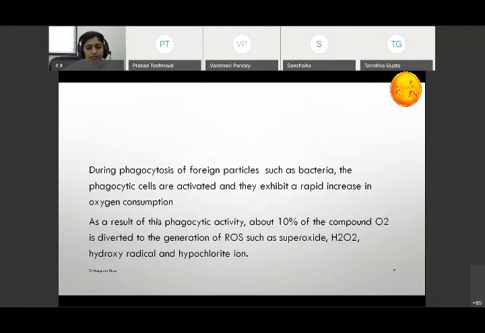As a result of this phagocytic activity, about 10% of the consumed oxygen is diverted for the generation of reactive oxygen species. So of whatever amount of oxygen our body is consuming, 10% is diverted for this generation of ROS by respiratory burst. And the reactive oxygen species which are formed are superoxide, hydrogen peroxide, hydroxyl radical, and hypochlorite ion.